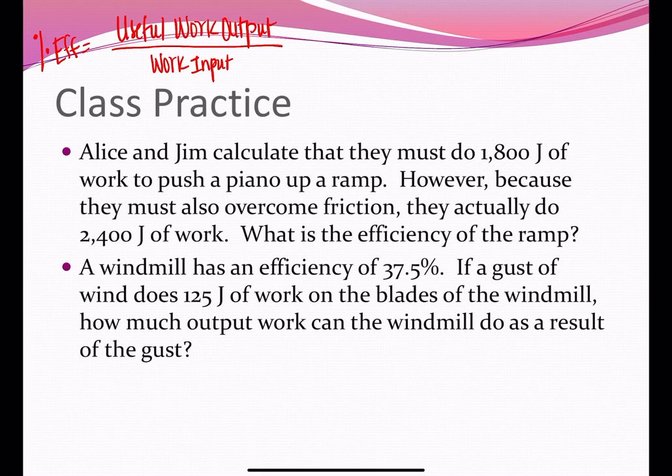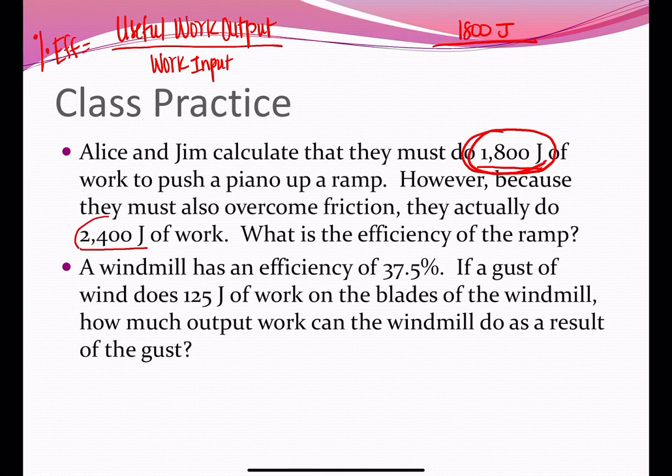Alice and Jim calculate that they must do 1,800 joules of work to push a piano up a ramp. However, because they must also overcome friction, they actually do 2,400 joules of work. So what is the efficiency of the ramp? I've written the formula up here. The useful work output is going to be this. This is our useful work. That's what we're actually trying to do. You have to have 1,800 joules just to get the piano up the ramp, okay?